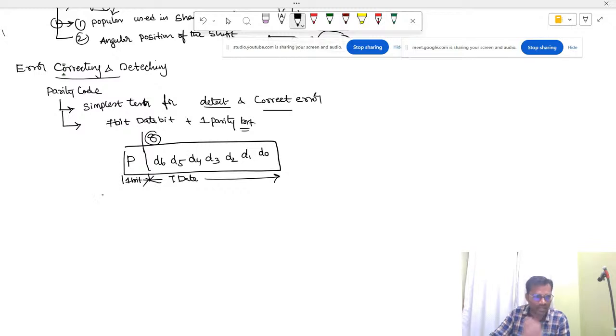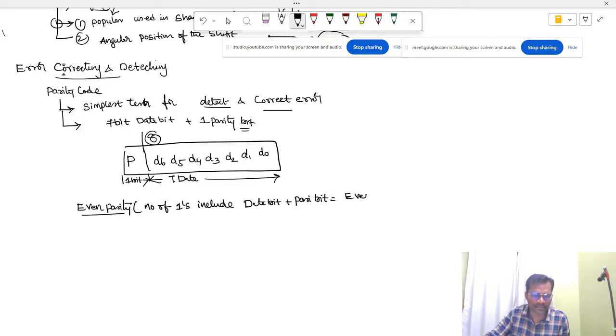Now I have to define what is meant by even parity and odd parity. Even parity means the number of ones, including the data bits plus the parity bit, should be equal to an even number. If it is an even number, then it is called even parity.